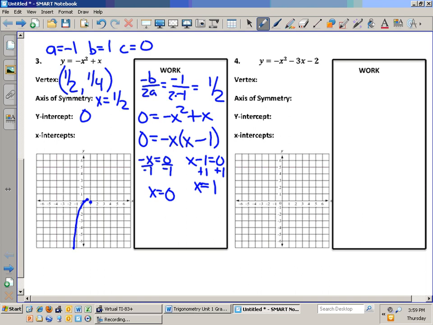Those are 3 points. It's enough to be able to make my graph. You can see it. There you go. And it goes down just like we thought it would.